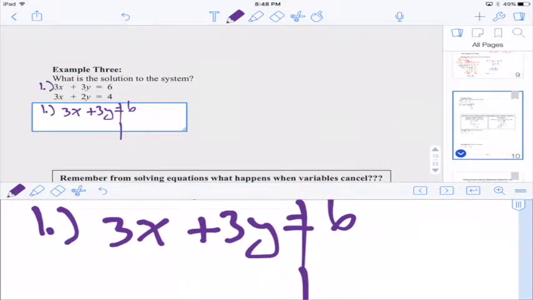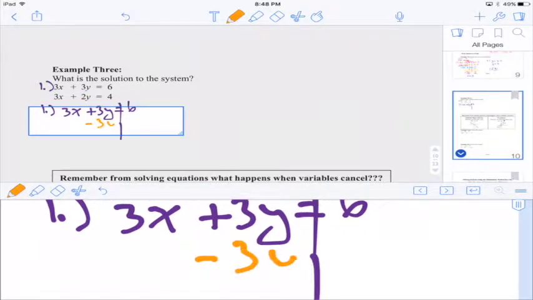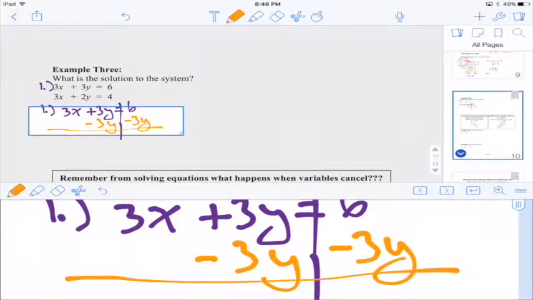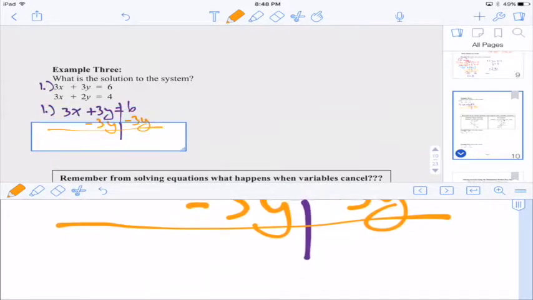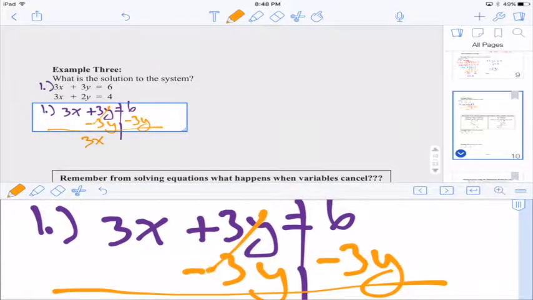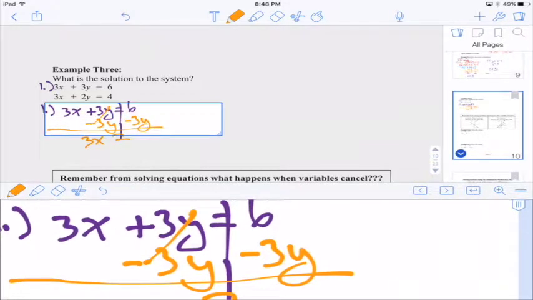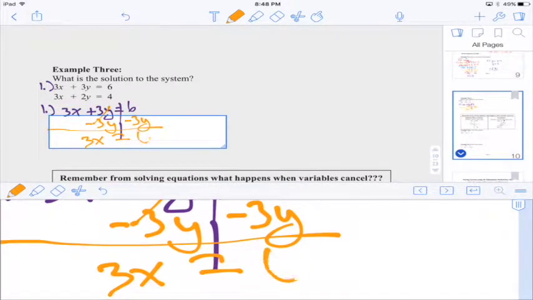What I'm going to do is I'm going to take 3y away from both sides. This is a literal equation, so I'm solving for one variable. So 3x is left over. 3y minus 3y is 0. And we're left with 6 minus 3y. Not like terms, so I can't put them together.